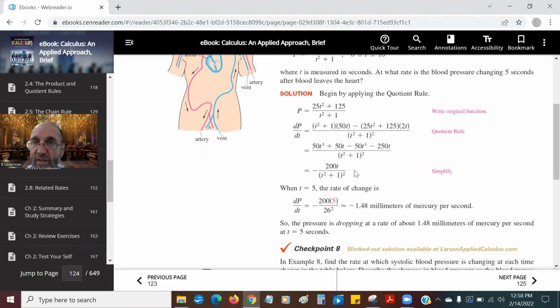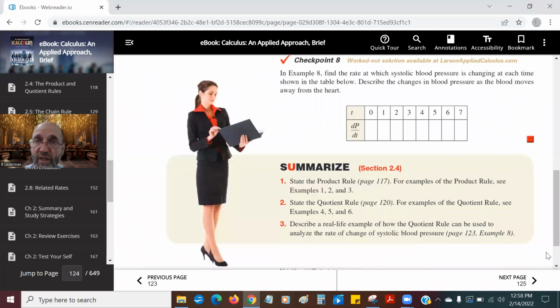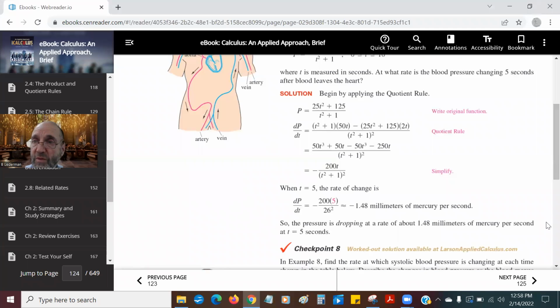A bunch of things cancel here, and we just get -200t over t squared plus 1 squared. And now just plug in t equals 5. And I get -200 times 5 over 26 squared, which is approximately -1.48 millimeters of mercury per second. And that is awesomely cool.